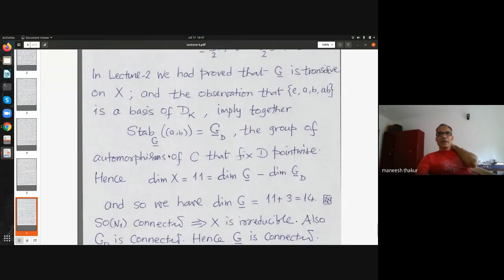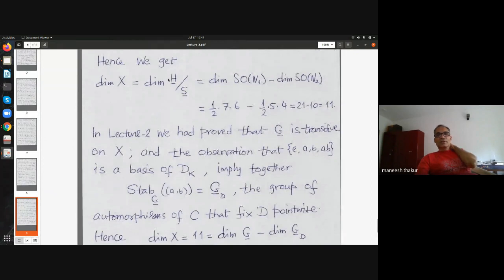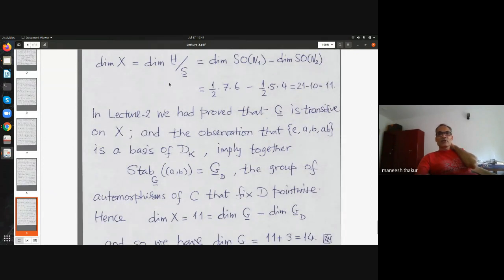Yeah. So here, H lower bar acts on X transitively, and S bar is the stabilizer. And H lower bar is SO(N-1), S lower bar is SO(N-2). So the dimension is coming from here, right? It's a transitive action, so it's a homogeneous space. I can compute the dimension by this. And once that is done, we'll look at it from another point of view.